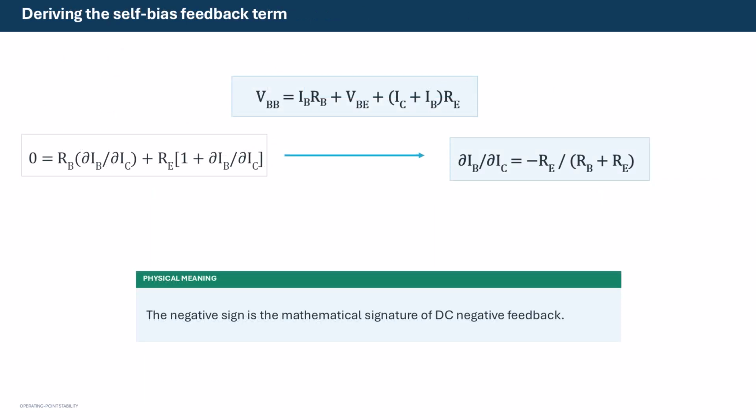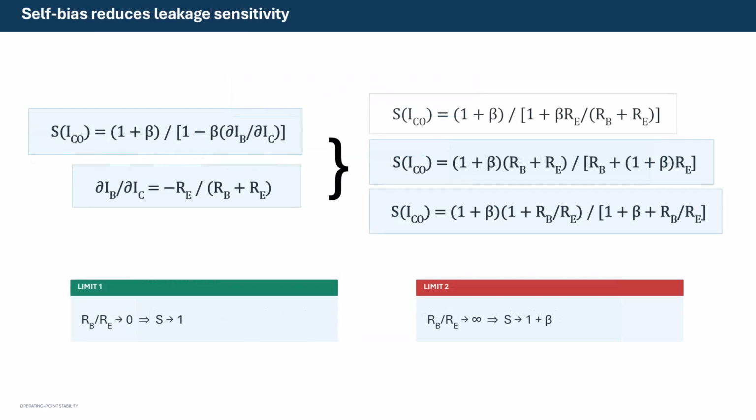Differentiate the base emitter loop with respect to collector current while holding base emitter voltage constant. Collecting the derivative terms gives the rate at which base current changes with collector current. The result is negative. A rise in collector current causes a reduction in base current. Its magnitude depends on emitter resistance relative to the sum of base and emitter resistance. Substitute the negative feedback derivative into the general stability expression.